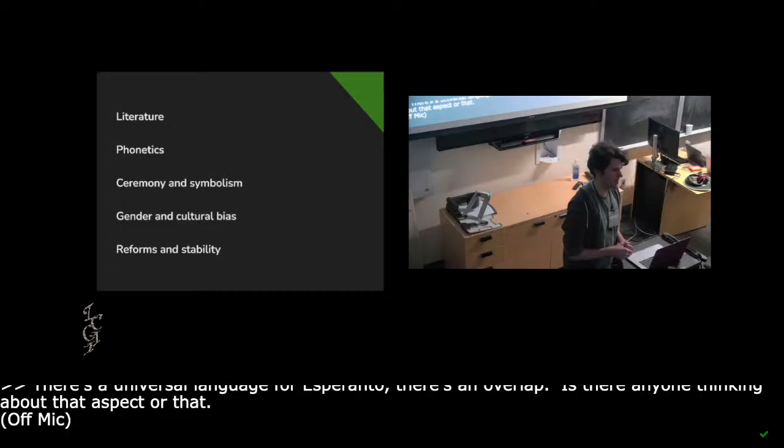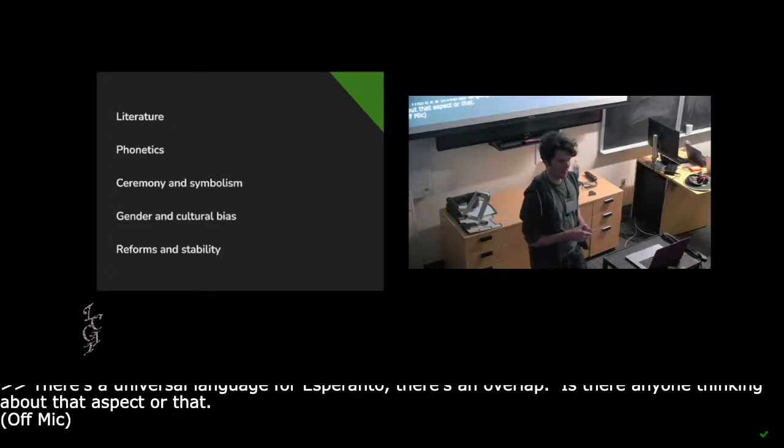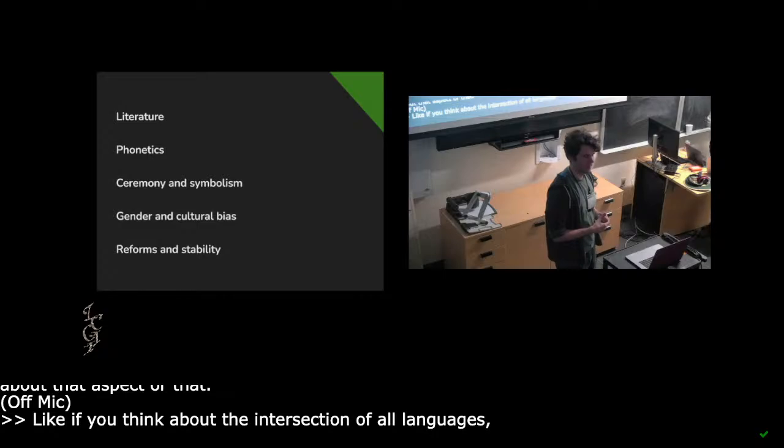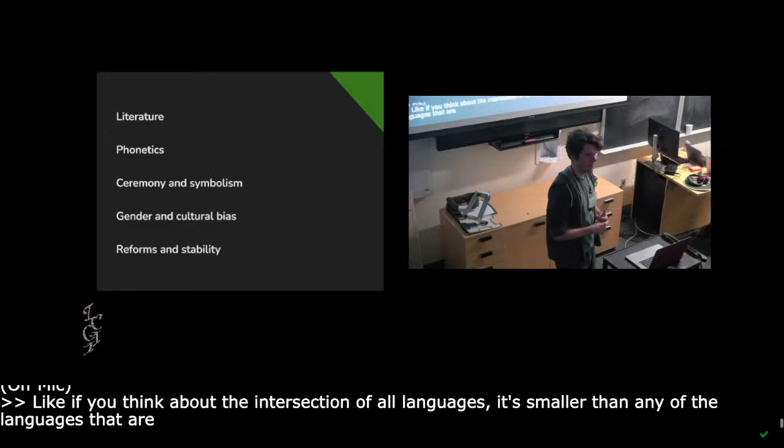Just make it small. Yeah, exactly. Just make it simple. So the common part is going to be the smaller part. If you think about the intersection of all languages, it's going to be smaller than any of the languages involved. So yeah, definitely they're related ideas.